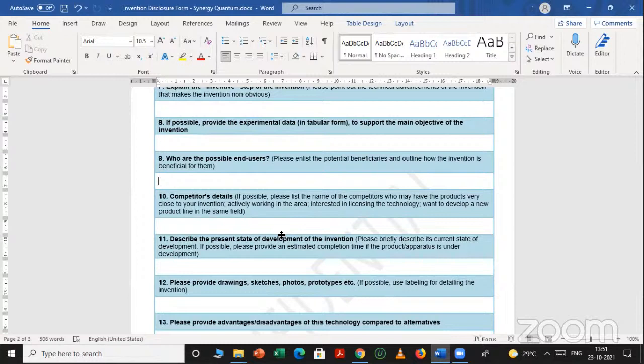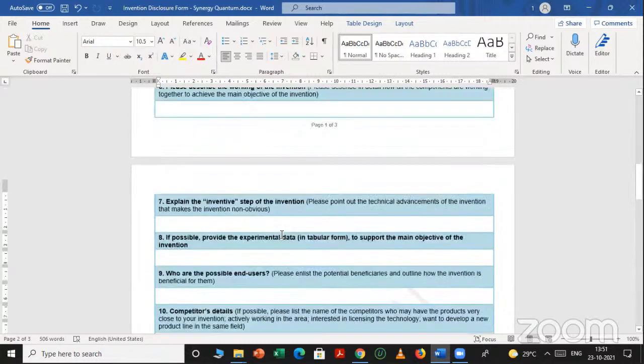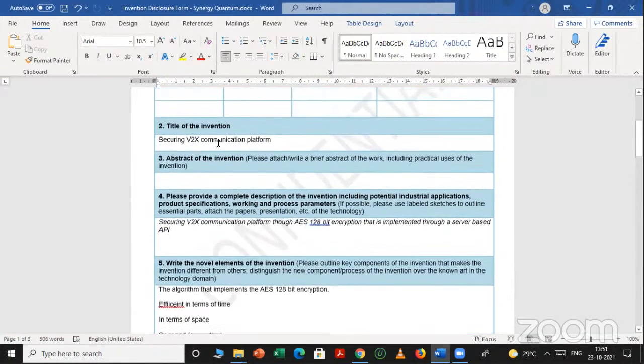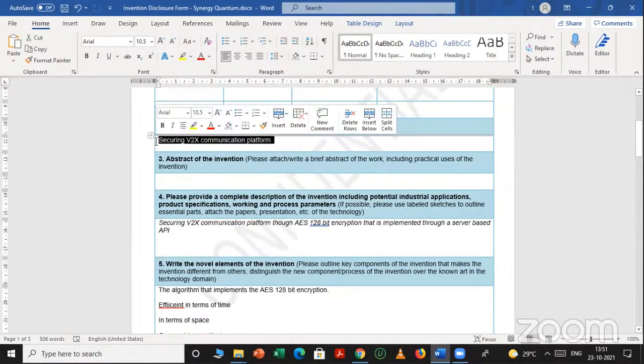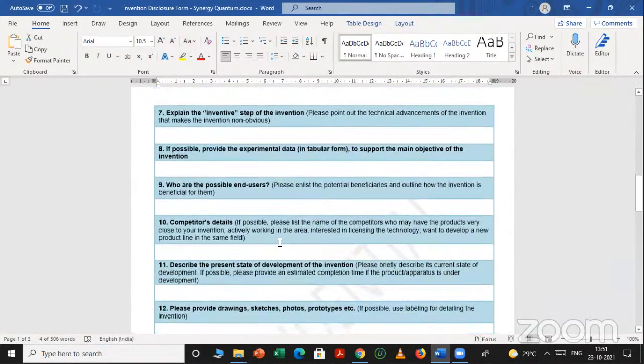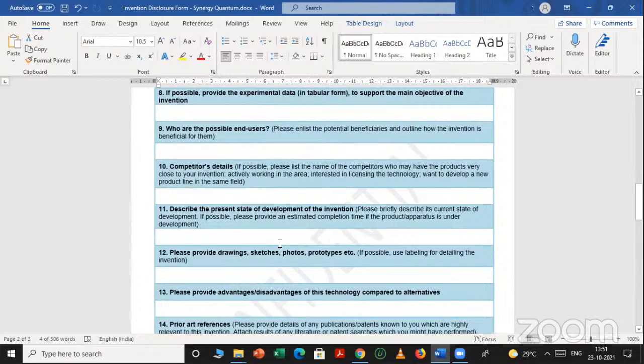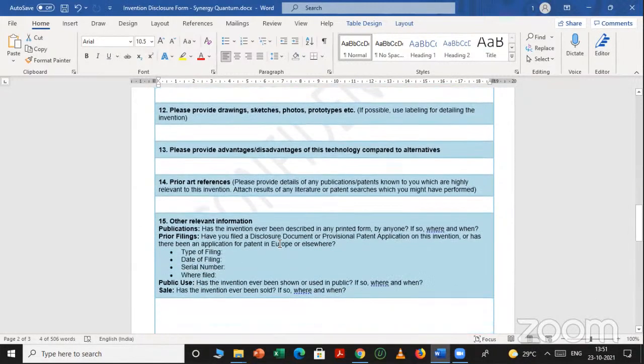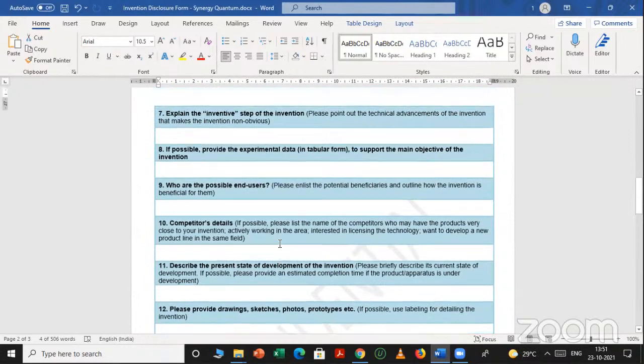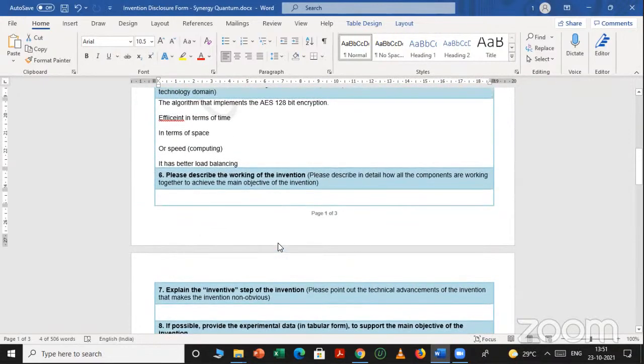Who are your competitors? The tenth point is more relevant to tech corporations who do this inventive activity regularly. For example, if Ericsson is developing this secure V2X platform, Huawei may be their possible competitor, Nokia may be their possible competitor, Tejas Networks can be their possible competitor, Airtel may be their possible competitor, or Tata Tele Business Services can be their possible competitor.